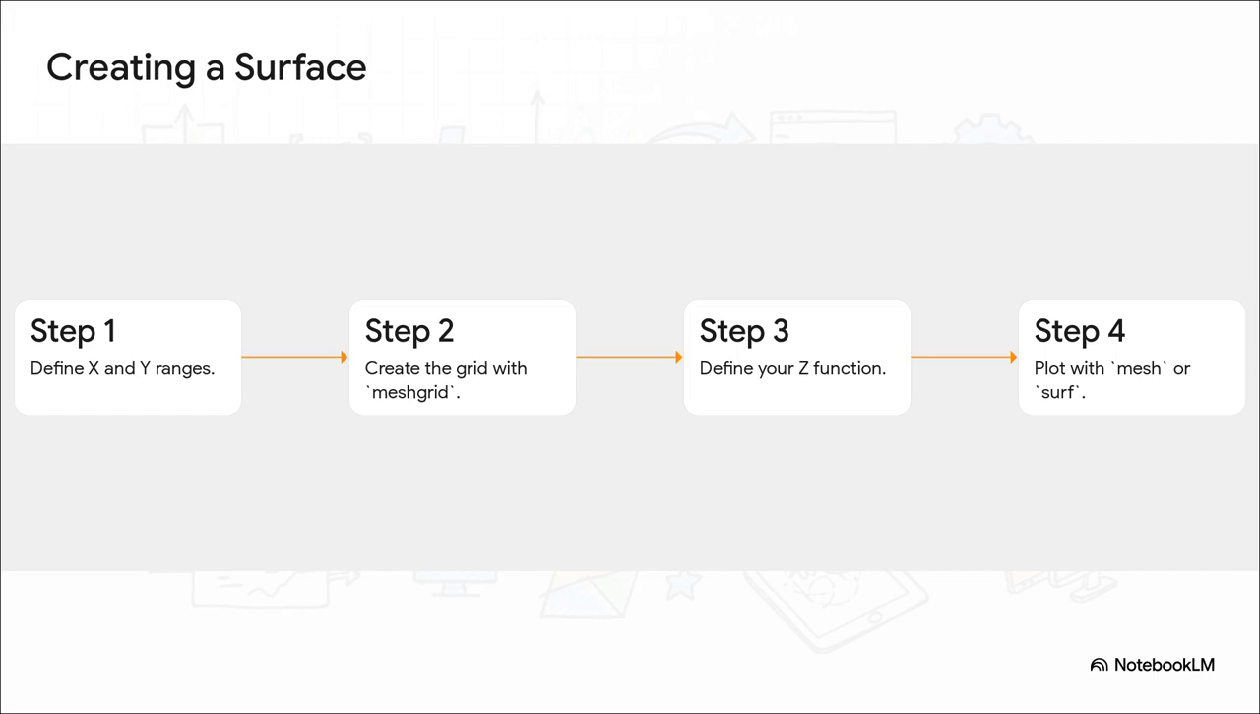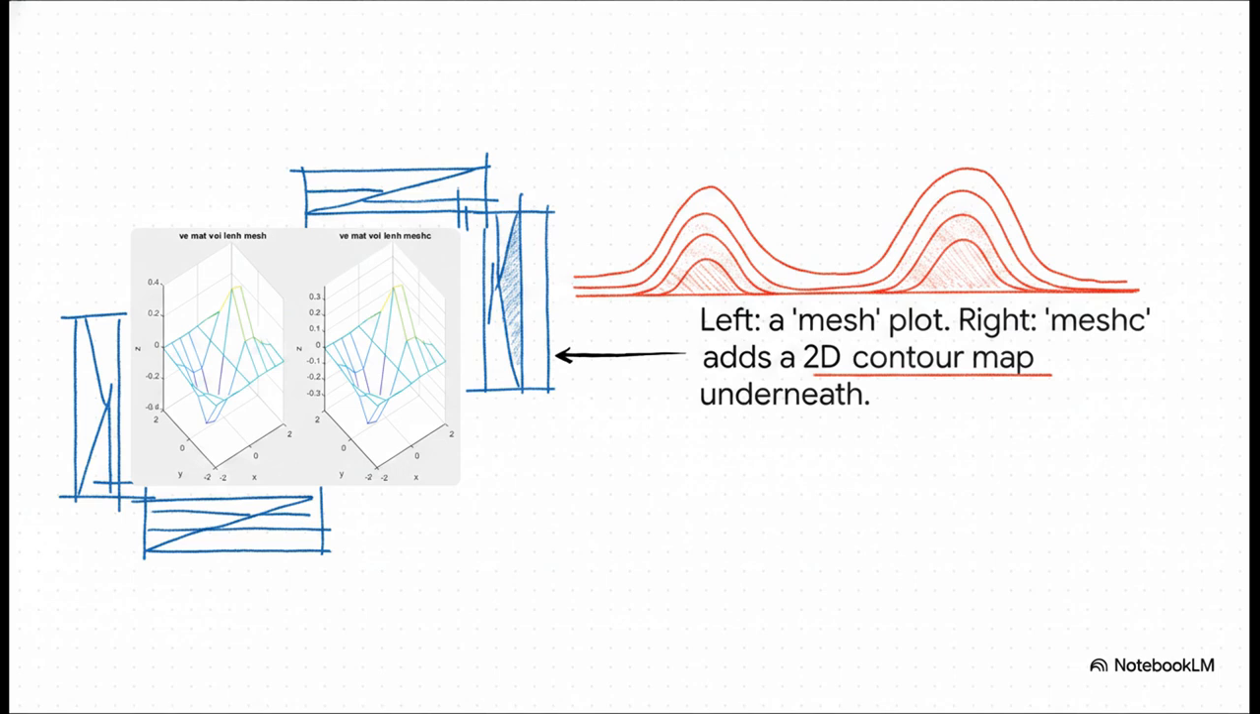Super straightforward. First, you define your X and Y ranges. How big is the grid? Second, you use meshgrid to actually create it. Third, you figure out the Z value, the height, for every single point on that grid. And fourth, you just tell MATLAB to plot it with either mesh or surf. Done. So once your grid is ready, you can use the mesh command.